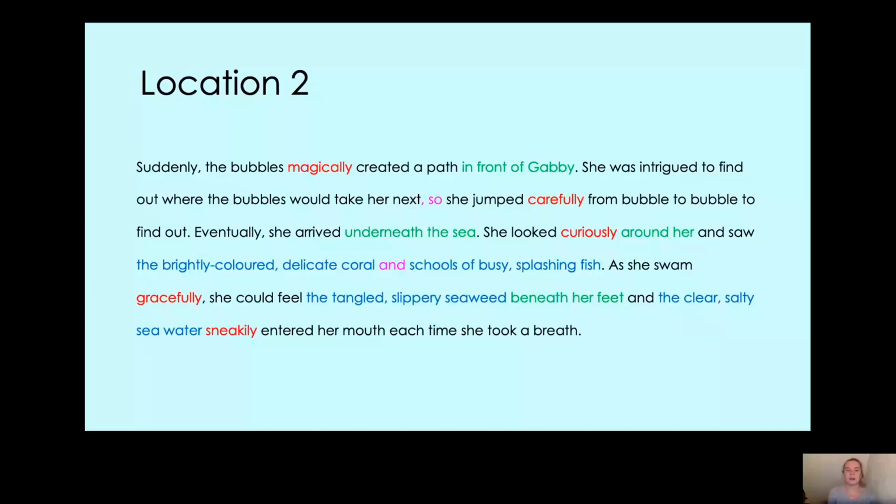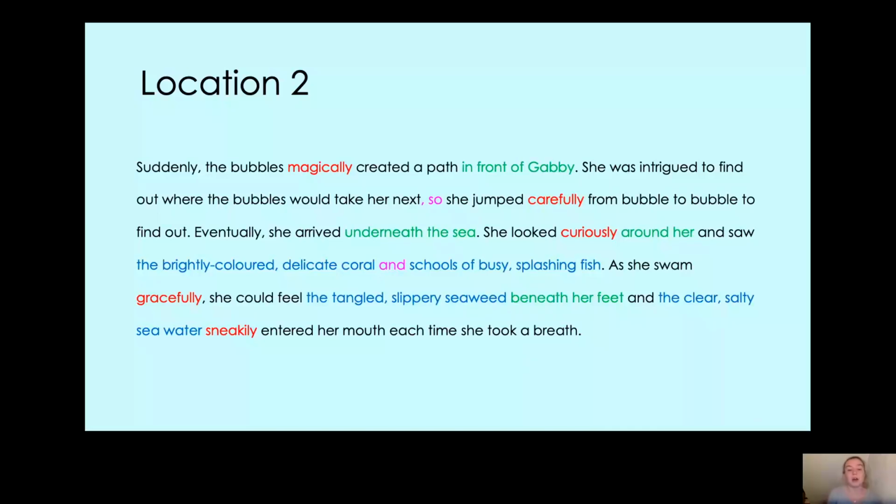She was intrigued to find out where the bubbles would take her next. So, there's my coordinating conjunction. Remember, after so, you need a consequence. So what's she going to do? She jumped carefully from bubble to bubble. She jumped nervously from bubble to bubble. She jumped quickly from bubble to bubble. She jumped softly from bubble to bubble. She jumped excitedly from bubble to bubble. Can you see again, even though I've written carefully, there are lots of different adverbs of manner that you can use to describe how Gabby jumped.